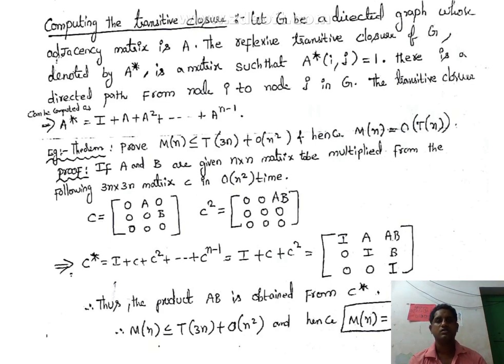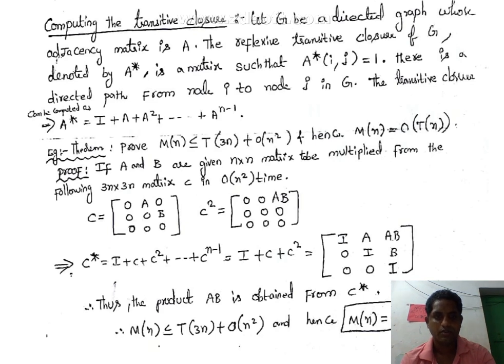So the transitive closure can be computed as A star equals I plus A plus A square and so on up to A power n minus 1. That is how to compute it. Let G be a directed graph whose adjacency matrix is A. The reflexive transitive closure of G, denoted by A star, is a matrix such that A star of i comma j equals 1 if there is a directed path from node i to node j in G. The transitive closure is computed as A star equals I plus A plus A square and so on plus A power n minus 1.